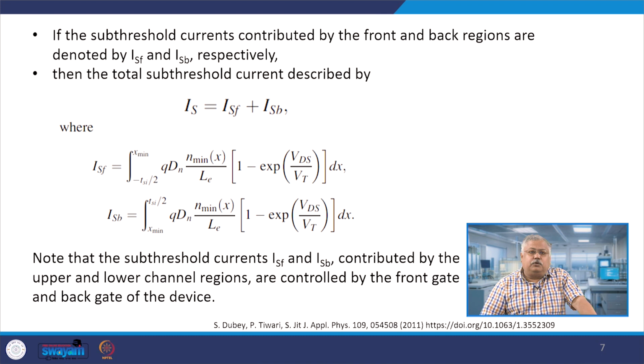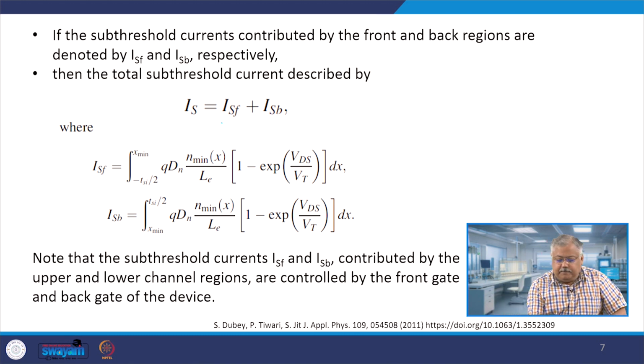Now, let me come to, therefore, if we say that the two regions, the front region and the back region, contribute separately to the subthreshold current, then the total subthreshold current IS is given by ISF plus ISB. ISF is the front gate subthreshold current and ISB is the back gate subthreshold current, and these are the two equations which we get for ISF and ISB. So, we just simply have to add these two together and you get the total subthreshold current here, and they are actually manipulated by the front gate and the back gate, right, and effectively gives you a value.